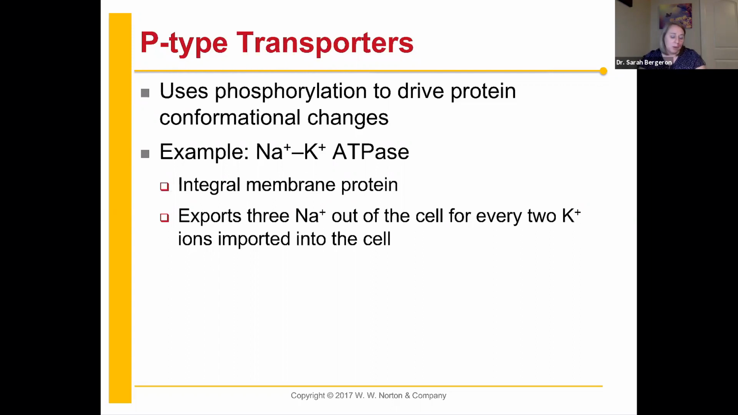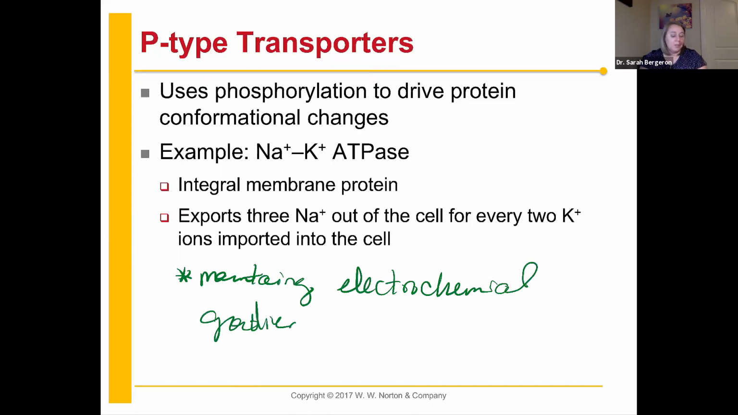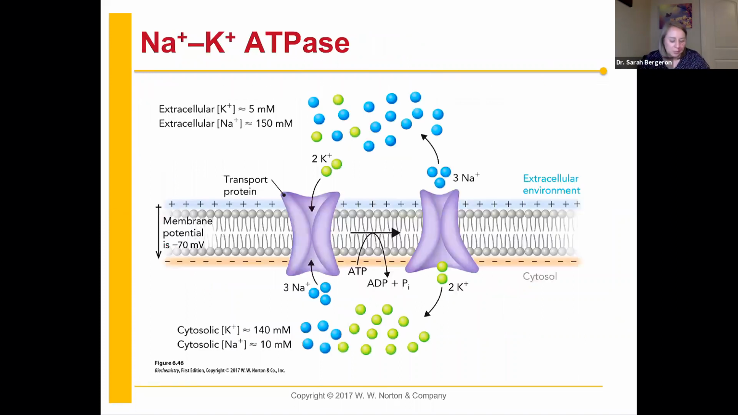So this is really what is responsible for maintaining the electrochemical gradient across most animal cell membranes, almost all animal cell membranes, right? So let's see how it works.